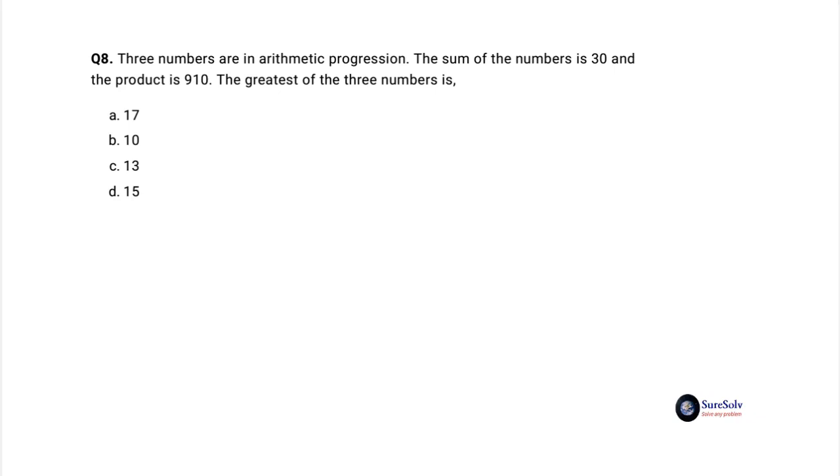When three integers are in arithmetic progression, the average of the numbers will be equal to the middle number. Assuming this middle number as A, we can express the three numbers as A minus X, A and A plus X, where common difference between two adjacent numbers is X. Adding the three numbers you get 3A equal to 30 or A equal to 10. And multiplying the three together you get 10 times 100 minus X square equal to 910 or 100 minus X square equal to 91 or X equal to 3.